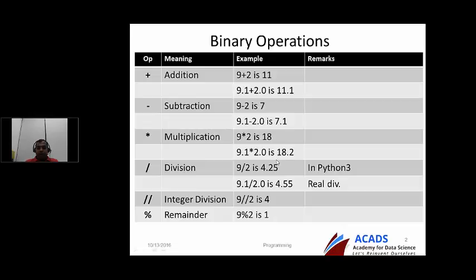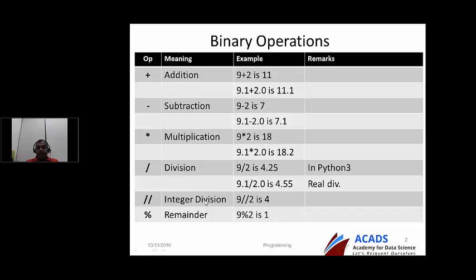In Python there are two kinds of division, especially in Python 3. Python 2.7 and earlier had a slightly different meaning of the division operator. In Python 3 there are two types of division. One is floating point division, which is a single slash. Whenever you use a single slash for division, it gives you a floating point result. So 9 divided by 2 is 4.25.